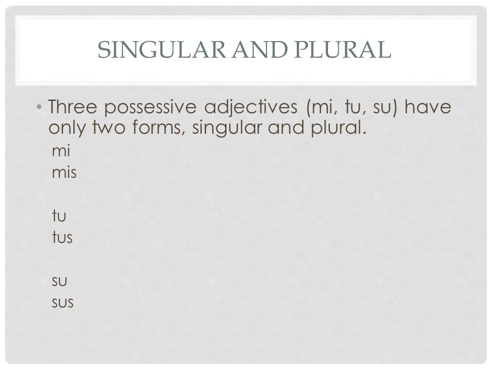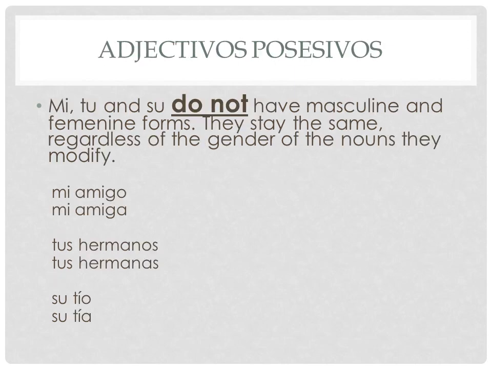Now let's look at singular and plural. These 3 possessive adjectives that we just looked at, mi, tu, and su, they only have 2 forms, singular and plural. Mi has mis, tu has tus, su has sus. That's it. There's no masculine, feminine. In these 3, you only focus on singular or plural. Now, mi, tu, and su do not have a masculine and feminine, like I said, so they stay the same regardless of the gender of the nouns.